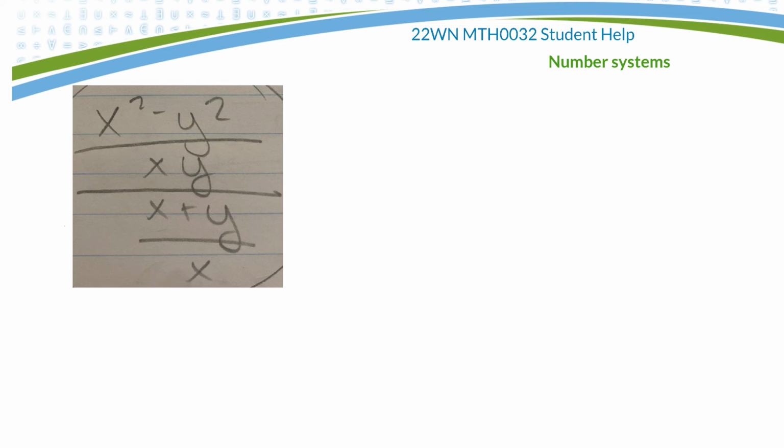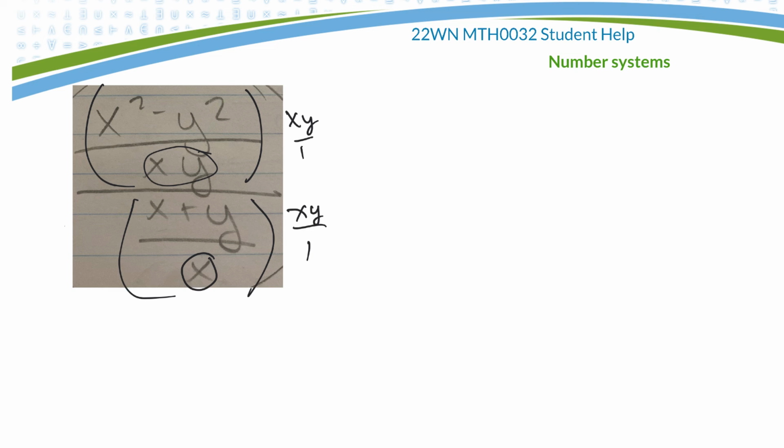Okay, similarly, I have xy as a denominator and x, so the common denominator again will be xy. So I'll multiply top and bottom by xy over 1. In the first one, the xy's cancel, so the top is just going to be x squared minus y squared. The bottom, just the x will cancel, so it'll be left with x plus y times y.